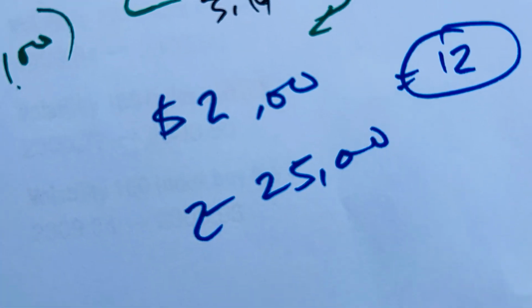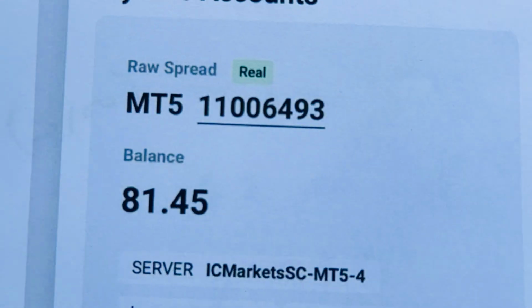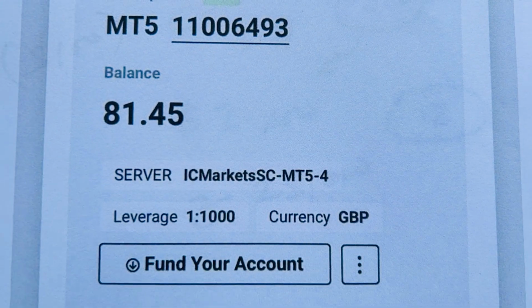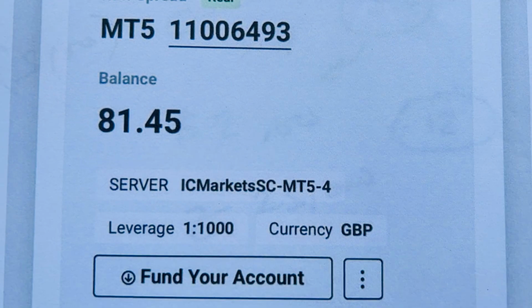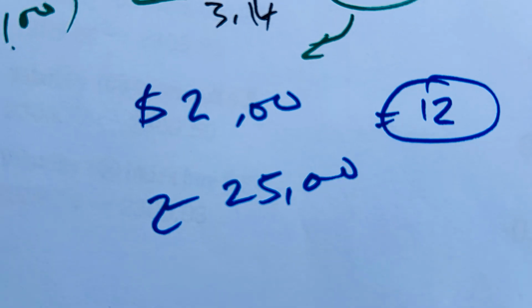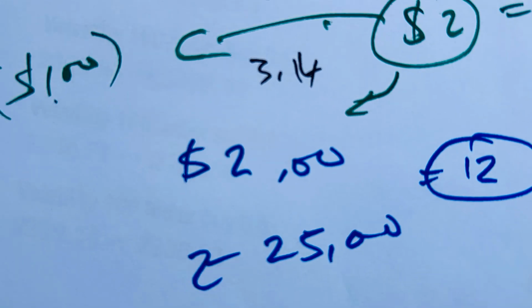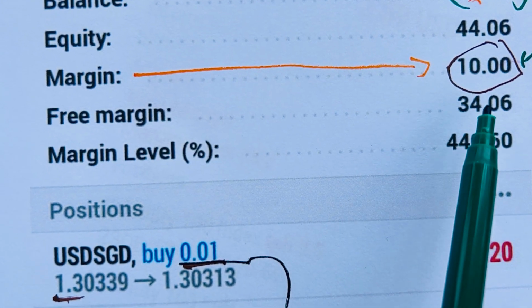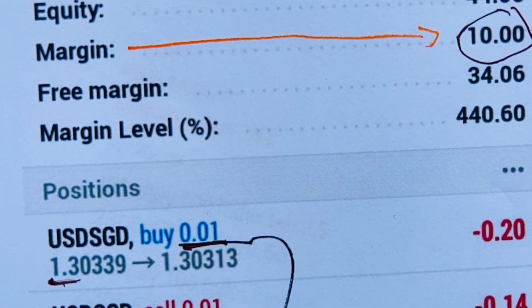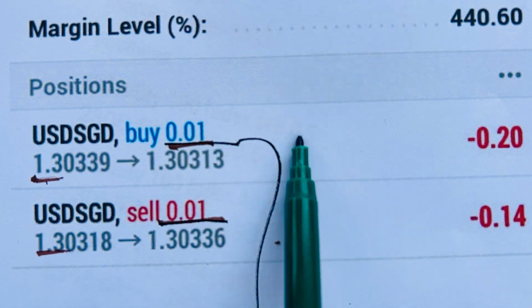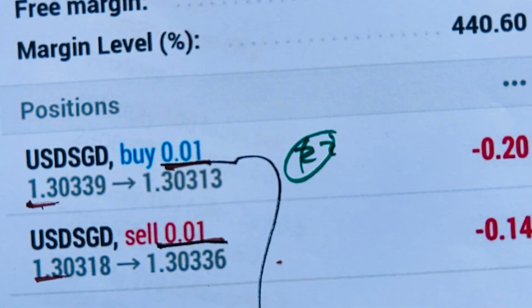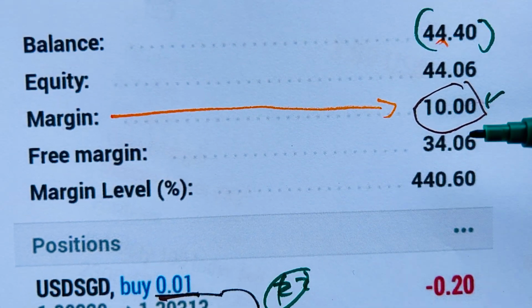Now, the leverage might be something you don't know at this moment, but I want you to note something. Here's the broker that I'm using. You can see this is 81 pounds. The leverage I'm using is 1:1000. Why am I using 1:1000? It's so that I need less money here and have more free margin. But that doesn't mean I'm not still risking the 2 here. If I'm buying, I'm still sticking to the 2. I do not open many trades just because I have more free margin.